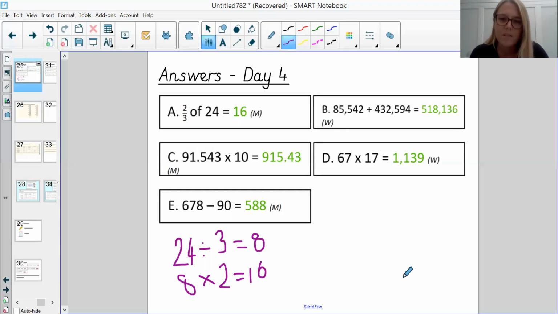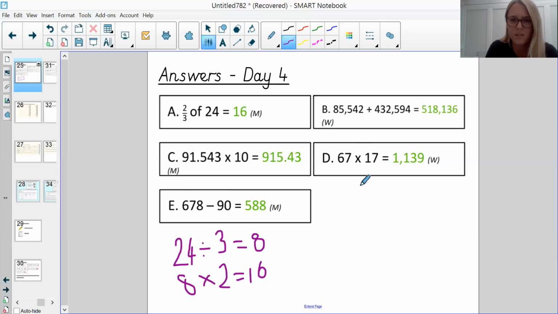So B, 85,542 plus 432,594. Use your column addition, but make sure you put the larger number on top and line up the place value digits correctly because you've got a 6-digit number and a 5-digit number, which would be 518,136. Okay. C, 91.543 times 10 is 915.43. D, 67 times 17 is 1,139. Okay, I'm going to go through that one in 1 second. And then 678 take away 90 is 588.